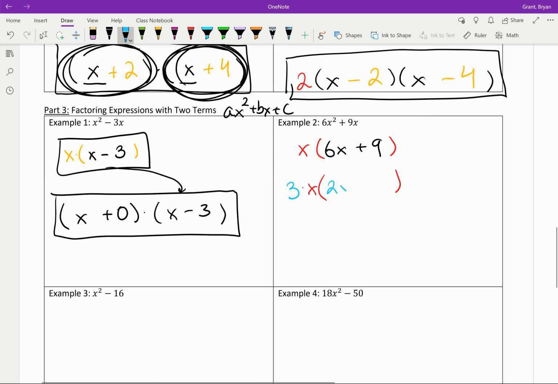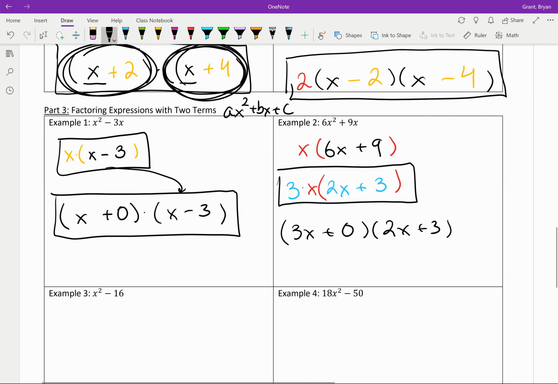6x divided by 3 is 2x, 9 divided by 3 is 3, and this is probably a more accepted factored form, right? Again, if you wanted to write it as two sets of parentheses, you could say 3x plus 0 times 2x plus 3. This would probably be the answer you'd see on multiple choice, a much more common answer. Traditionally, if there's anything common in a factor, you're expected to divide that out to the front.